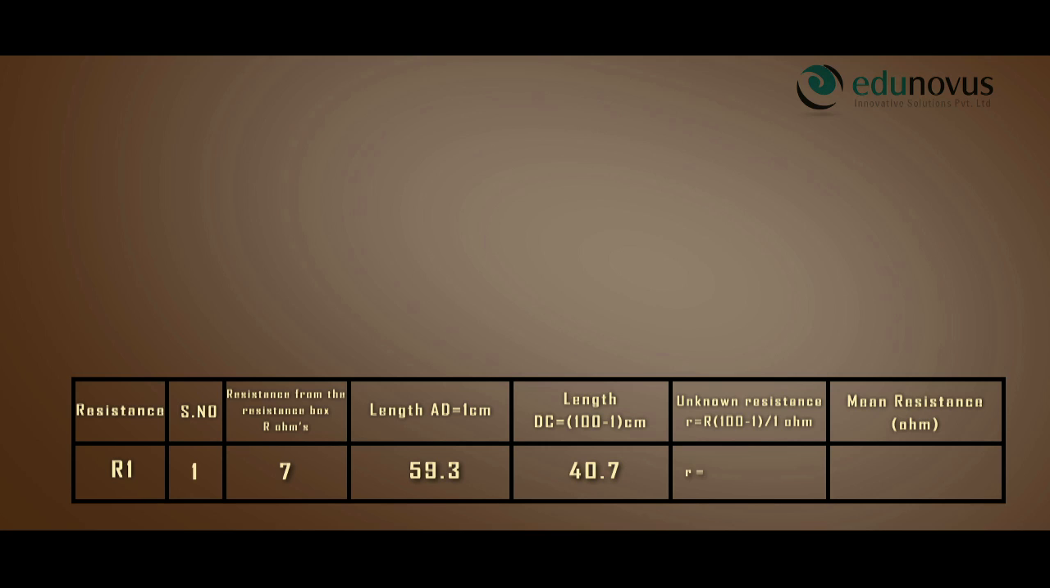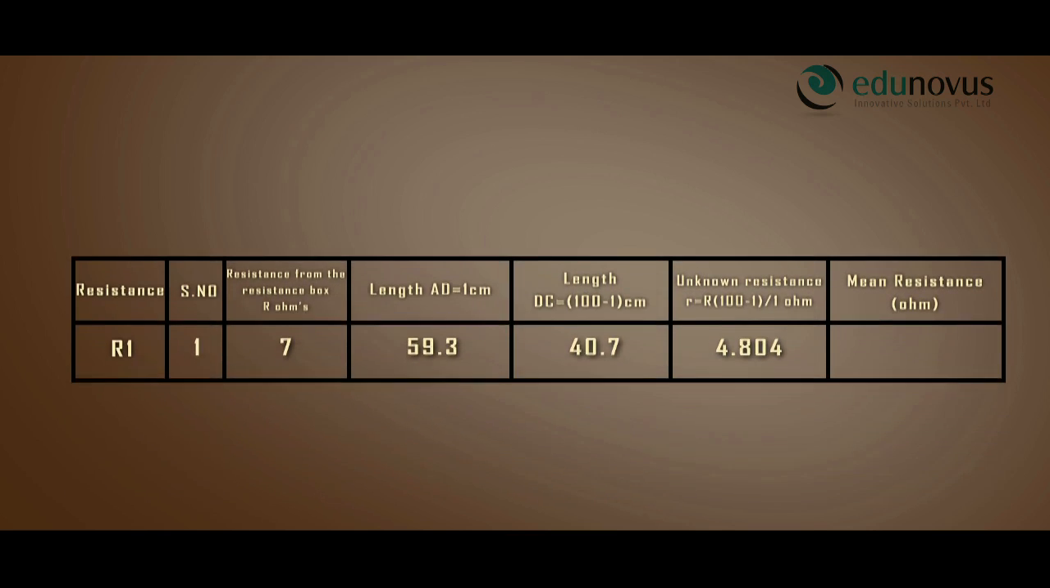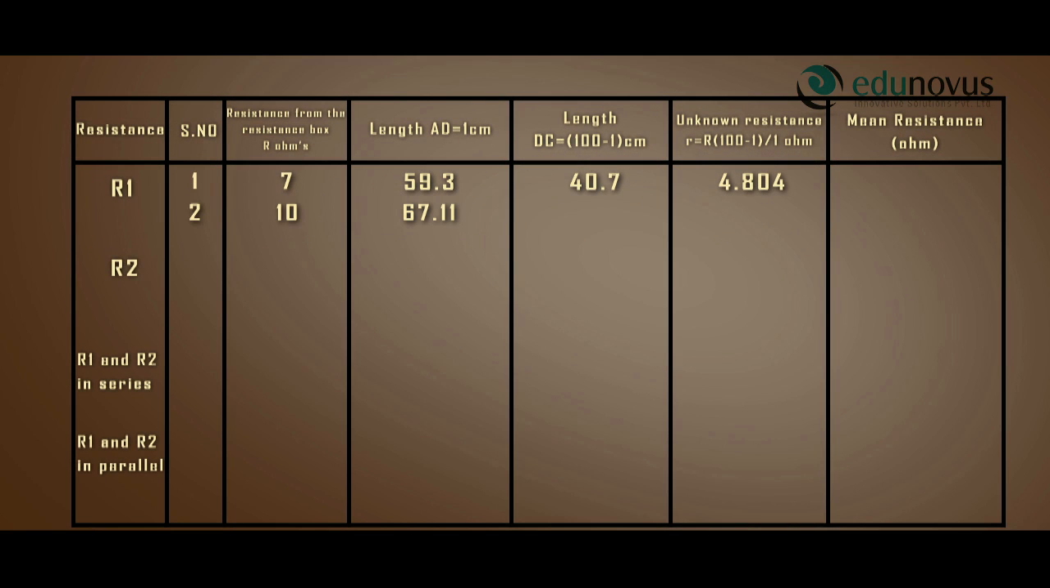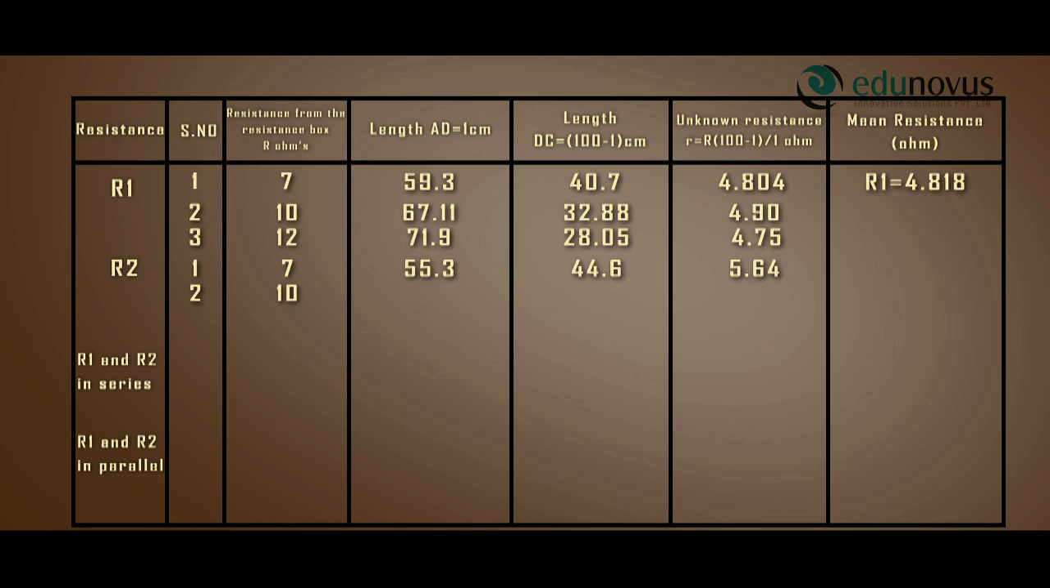Unknown resistance R is equal to 7 into 40.7 by 59.3, that is 4.804 ohms. Similarly, the other observations when R1 is connected are as follows. Mean resistance R1 is equal to 4.818 ohms. The observations when R2 is connected in the right gap of the meter bridge are as follows. The mean resistance R2 is equal to 5.59 ohms.